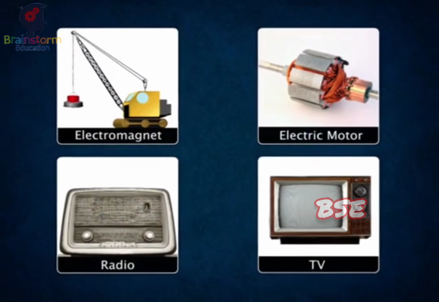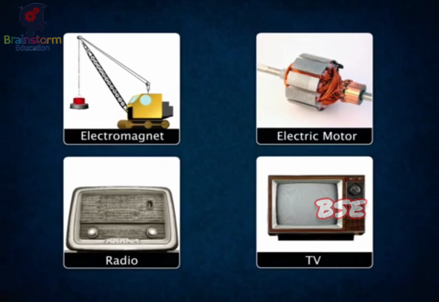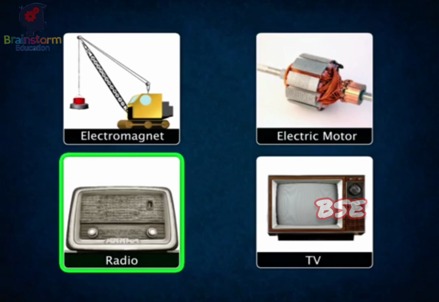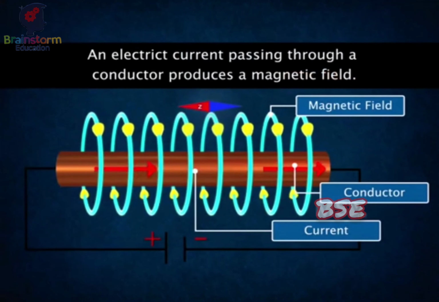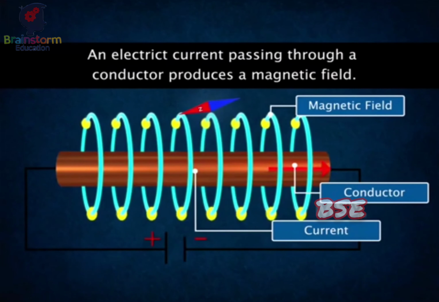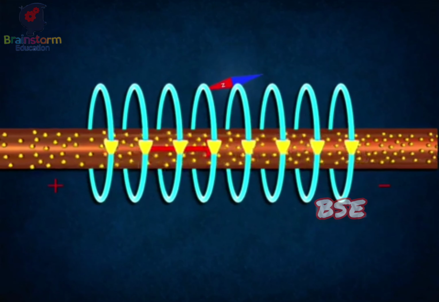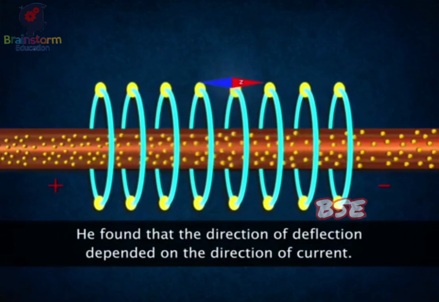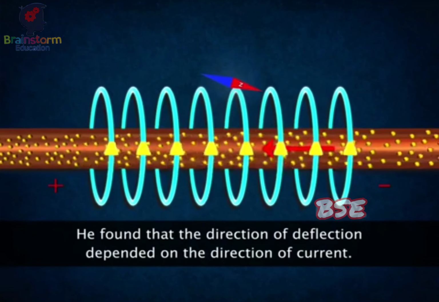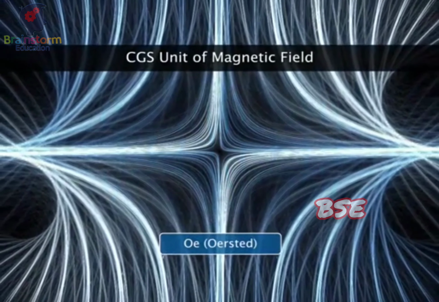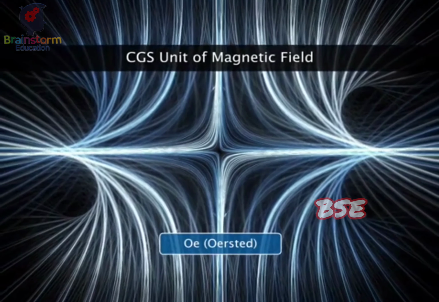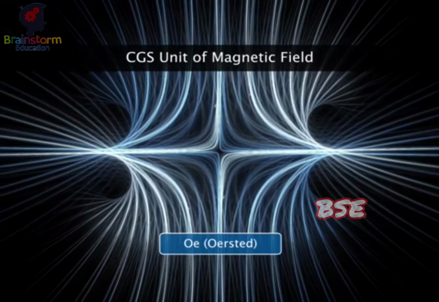His research later helped in designing various devices such as an electromagnet, an electric motor, a radio, and a TV. When an electric current passes through a conductor, it produces a magnetic field. He found that the direction of deflection depended on the direction of current. We have honored Oersted by giving his name to the unit of magnetic field.